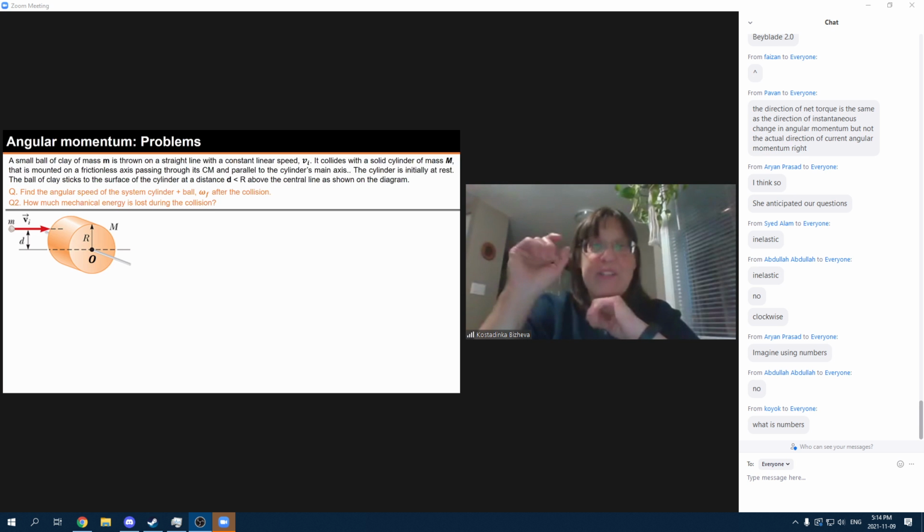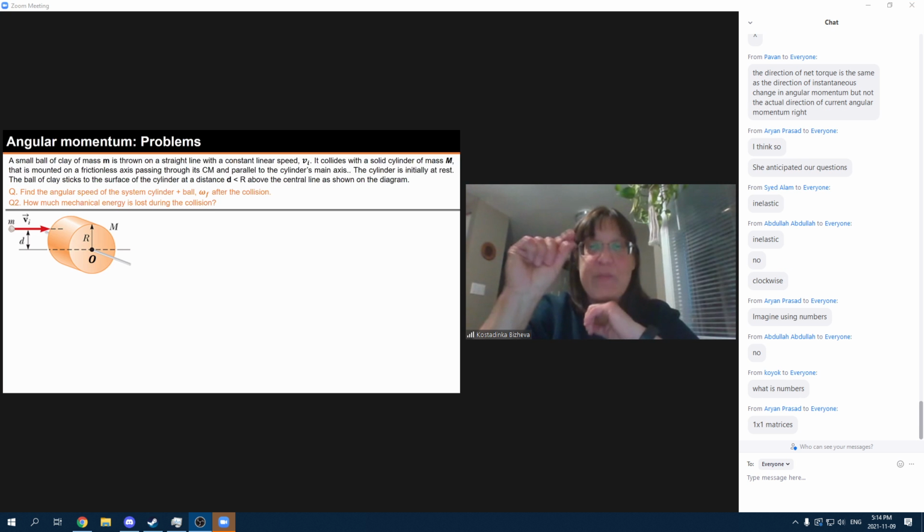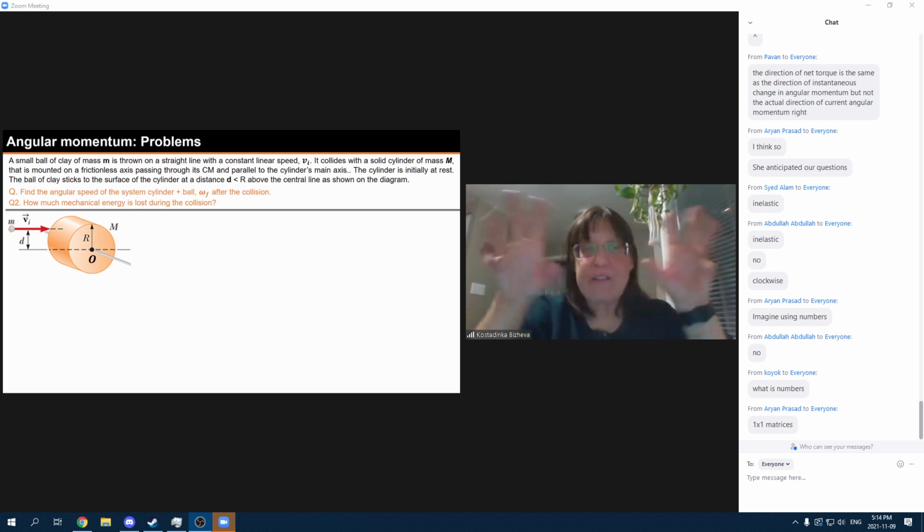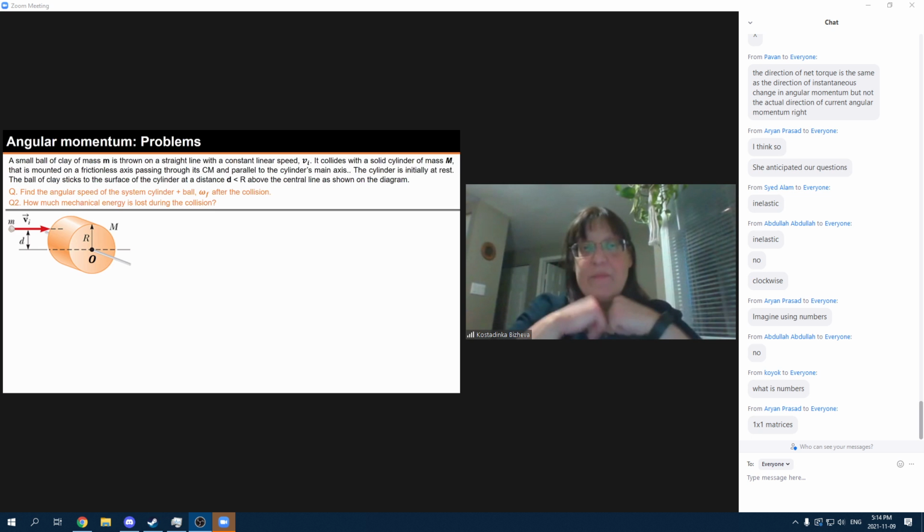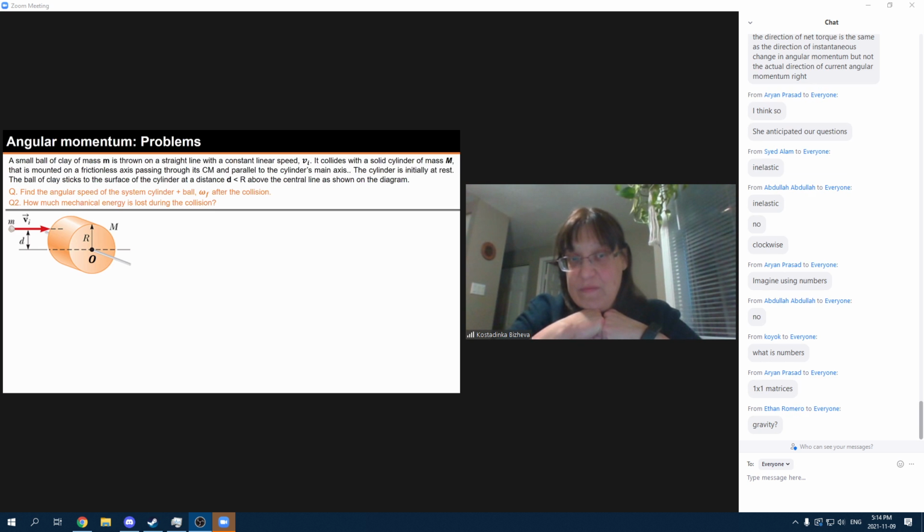Okay, so I will accept this answer as correct, but with one minor correction here. Is it true that no other forces in the universe are actually acting on the system during the collision? What about gravity?